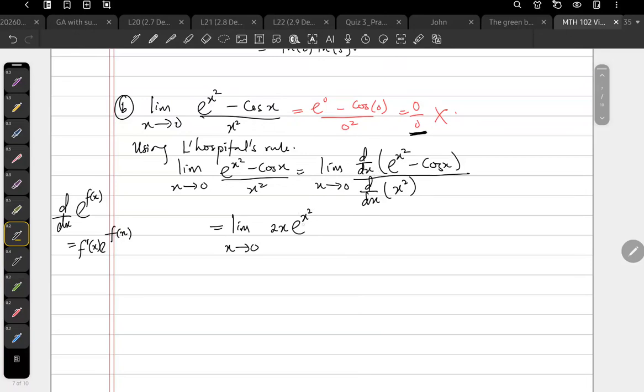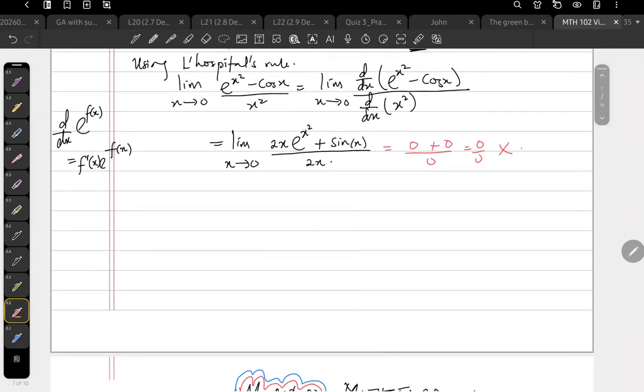The derivative of f of x here is x squared, and its derivative is 2x. So that gives us that. And the derivative of cosine of x is negative sine x. So this is going to be plus sine x over 2x. Now, if we plug in x equals to 0, that gives us 0 plus 0 over 2 times 0, 0 over 0.